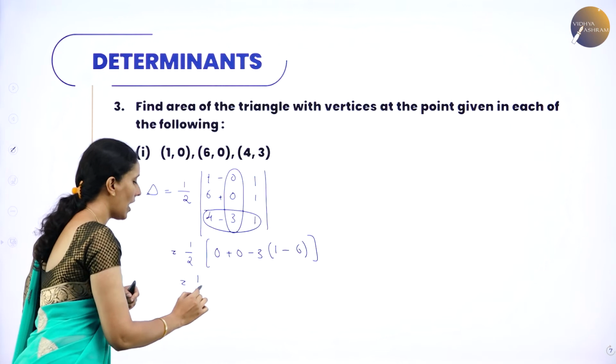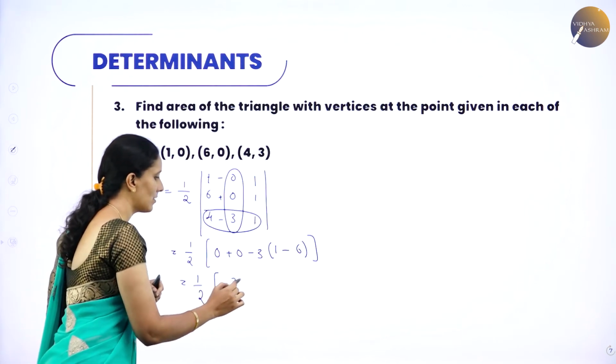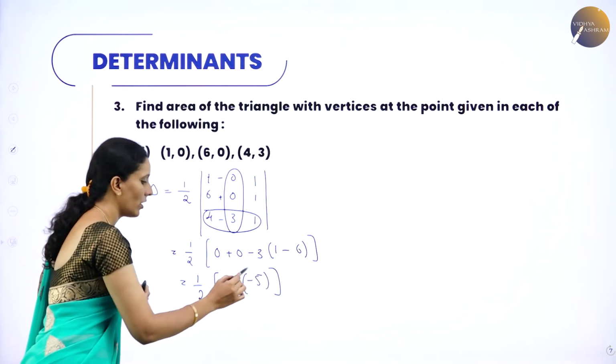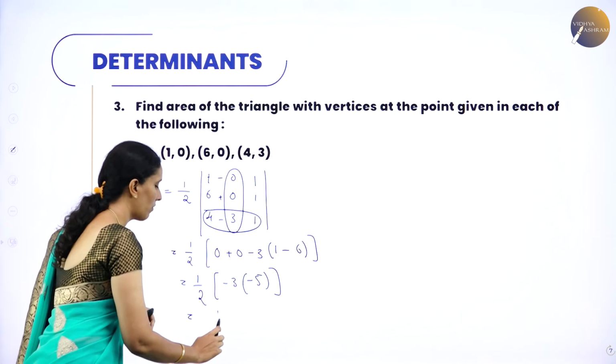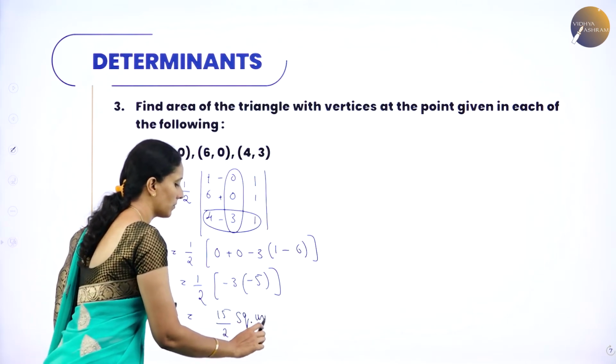So, here we get half into minus 3 into minus 5. So, 3 fives are 15. So, we get 15 by 2 square units.